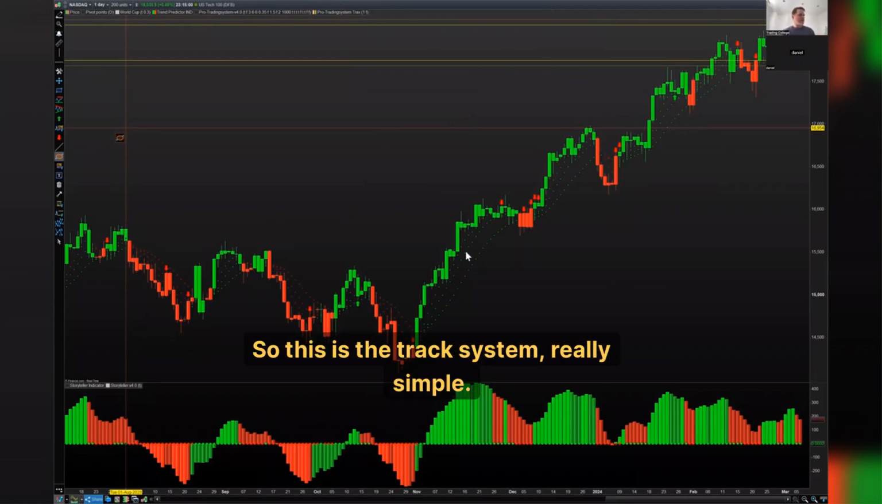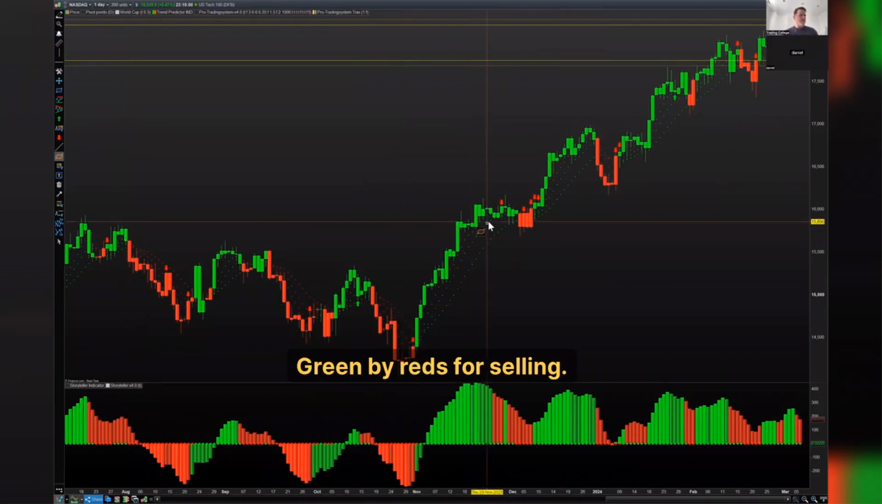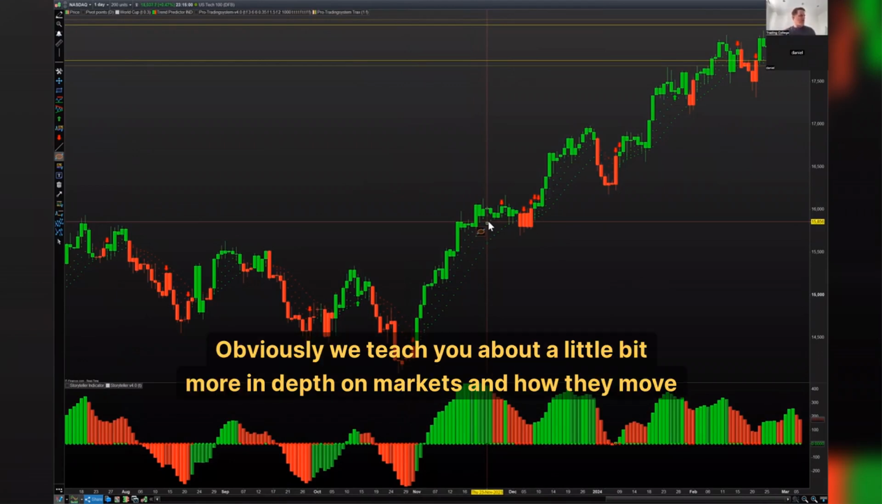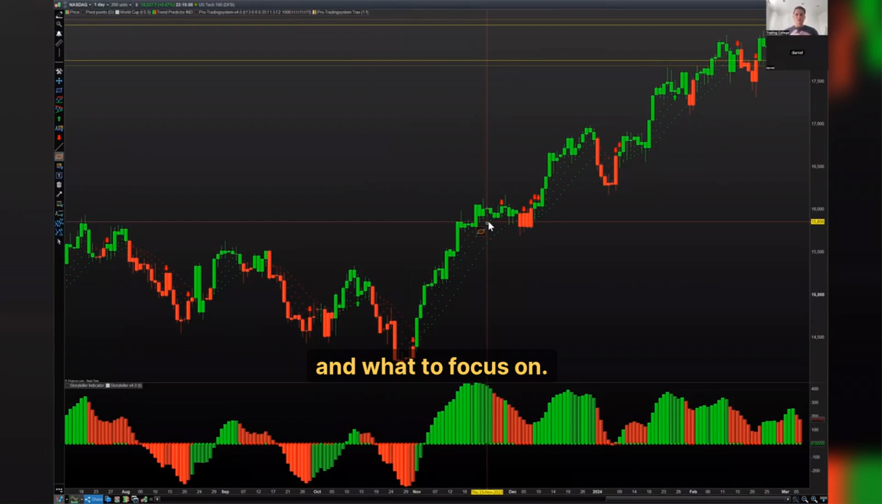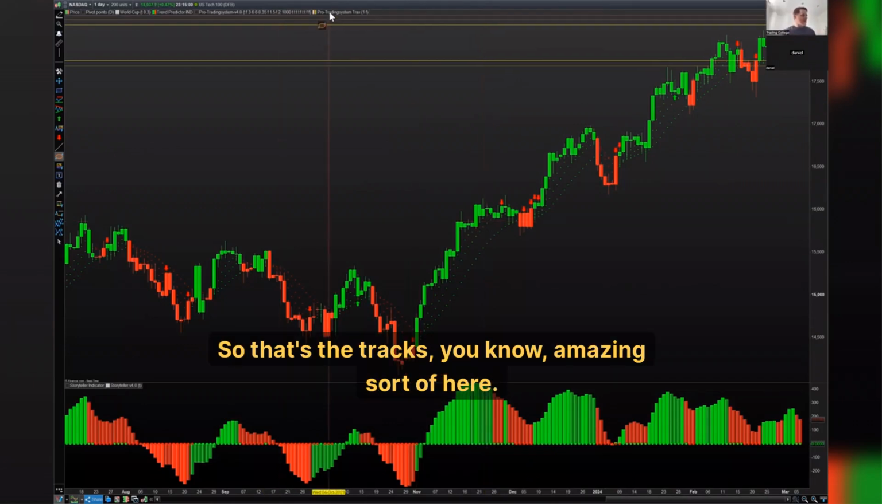So this is the Tracks system, really simple. Guys, it's available for you. It's so simple. Green buy, reds for selling. Obviously, we teach you a little bit more in depth on markets and how they move and what to focus on. But really, guys, it couldn't be simpler. So that's the Tracks.